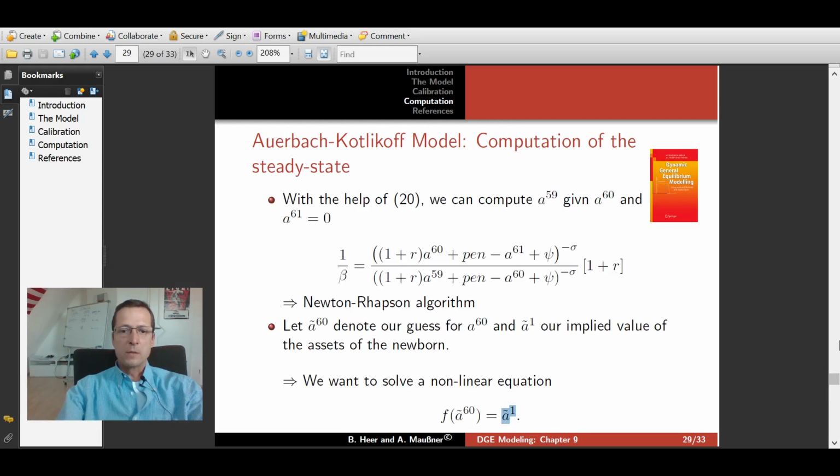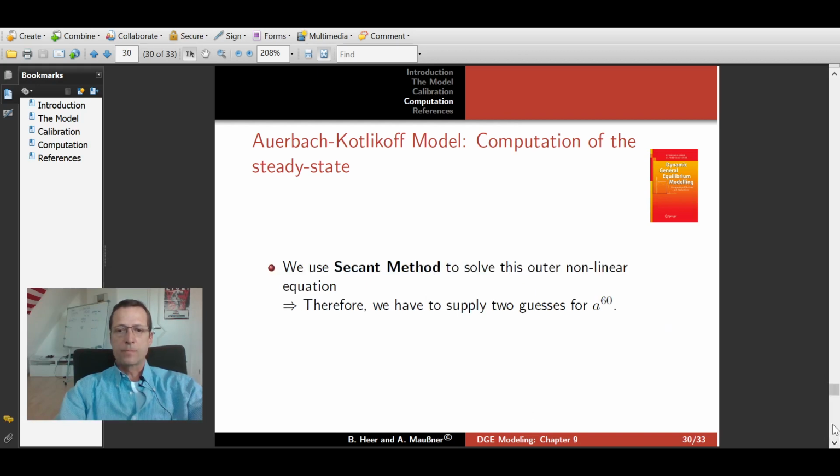How do we compute the solution to this equation here? F of A tilde 60, which is equal to A tilde 1, is equal to 0. So that this equation here is equal to 0. Well, we will use the so-called secant method, which is introduced in the book by Alfred Maußner and myself, Dynamic General Equilibrium Modeling, but which is also very easy to understand when we look at the following picture.